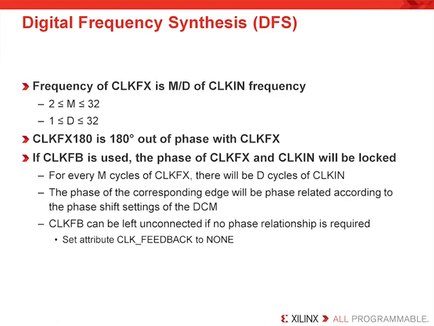Now, the clock FX 180 is again a 180 phase shift relative to the clock FX, and if the clock feedback is used, the phase of the clock FX and clock in will be locked. For every M cycles of the clock FX, there will be D cycles of the clock in. The phase of the corresponding edge will be phase related according to the phase shift settings of the DCM. The clock feedback port can be left unconnected if the designer has no phase relationship desired for their application, and this can be done by setting the attribute clock feedback to none, or done with the Architecture Wizard GUI when customizing your DCM.